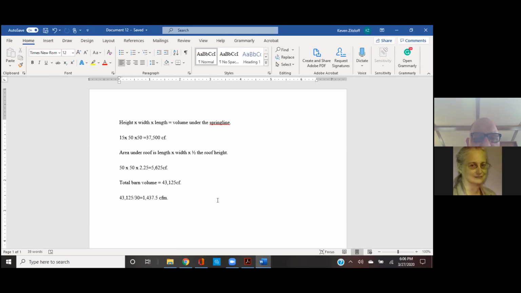Okay, so 1437.5 divided by 144 is 9. Let me think about this. 144 is inches. No, that's inches. So a 12 by 12 is 1 square foot. We'd need lots of them. That would be outrageous.